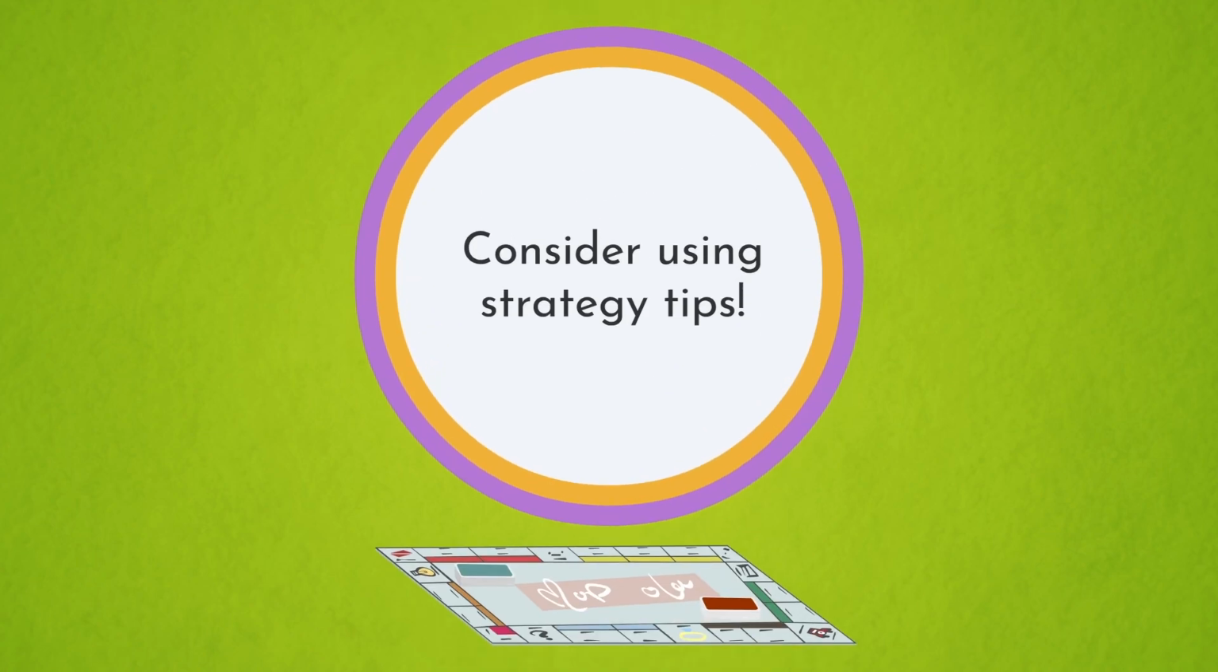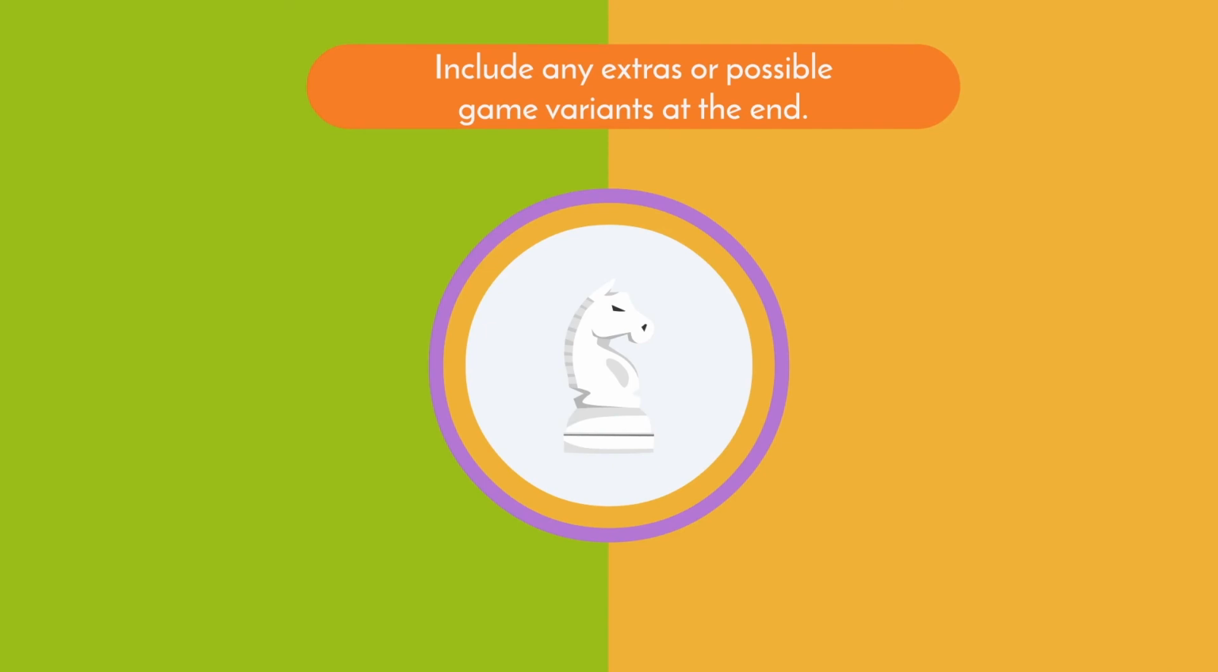Consider including strategy tips. Sometimes the descriptions of the rules or how the board is set up can seem hard to understand. In order to avoid players becoming disinterested, help your players by including some tips on strategy. Include any extras or possible game variants at the end. All of the instructions and elements that you didn't cover before should be presented after the main instructions. If your game can be played alternate ways, list the alternate ways here.